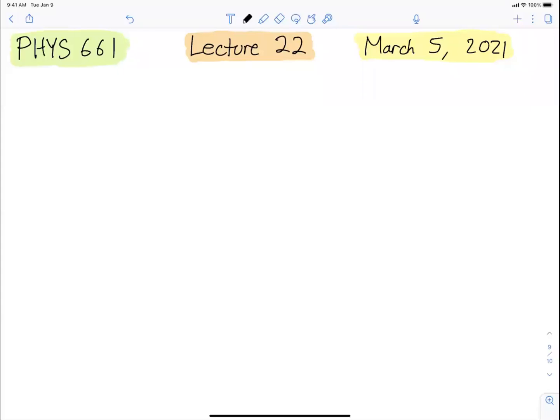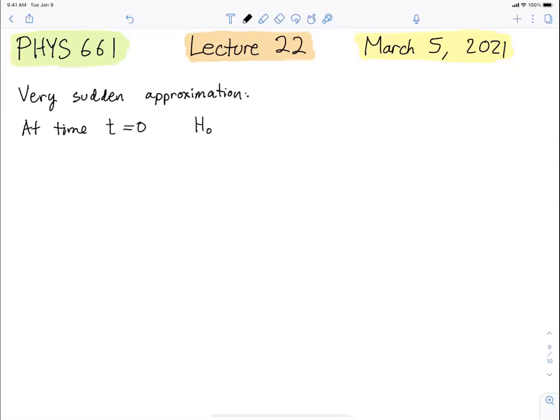Okay, good morning, everyone. So last time we were talking about the very sudden approximation, and this is the first of several different approximations we'll be talking about for time-dependent problems. But we're starting with a relatively simple example of time dependence, which is that at some time, which we might as well call time t equals 0, the Hamiltonian, which had been H0, changes into something else that we called H0 prime.